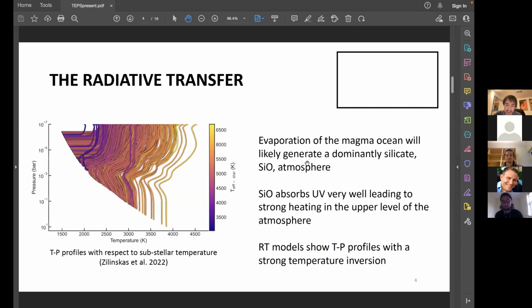So the evaporation of the magma ocean will likely generate a dominantly SiO atmosphere. And the thing with SiO, silicon monoxide, is that it absorbs ultraviolet light very well. And so it has a lot of heating in the upper level atmospheres. And so a lot of radiative transfer models show the temperature profiles on these lava planets have a very strong temperature inversion.